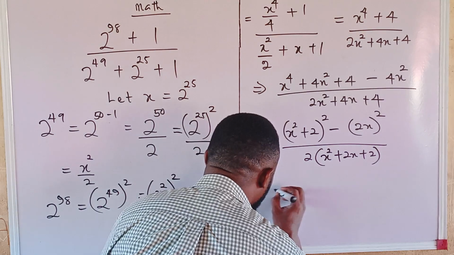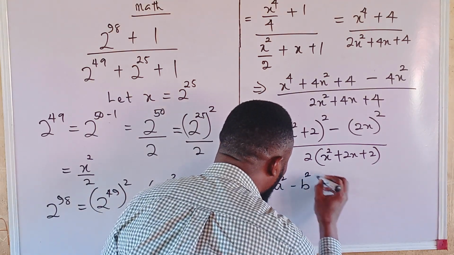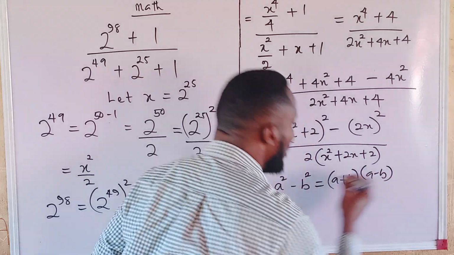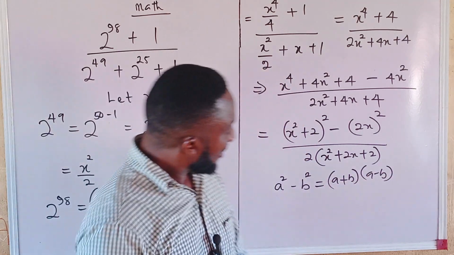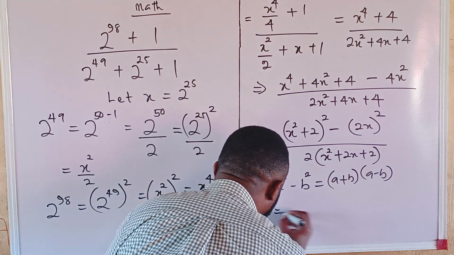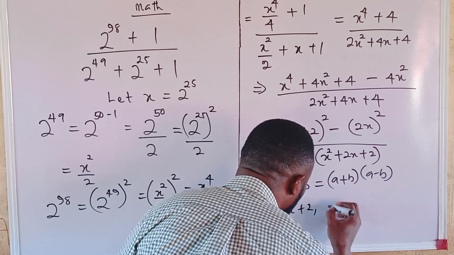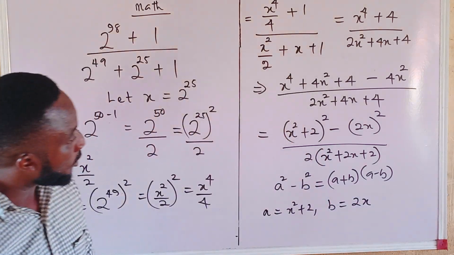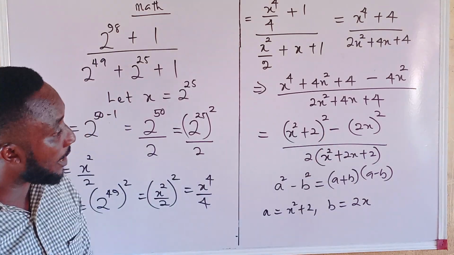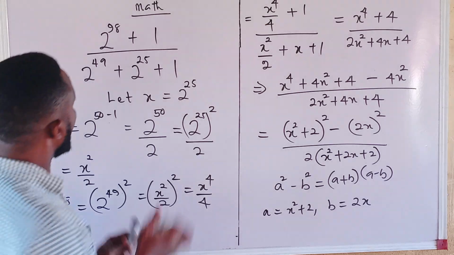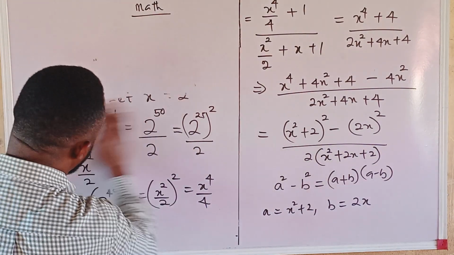So we know that a squared minus b squared is equal to a plus b, then a minus b. Now our a is x squared plus 2. Our b is equal to 2x. So let's use this to take care of the numerator and clean it up. So that's the very last lap of this problem.